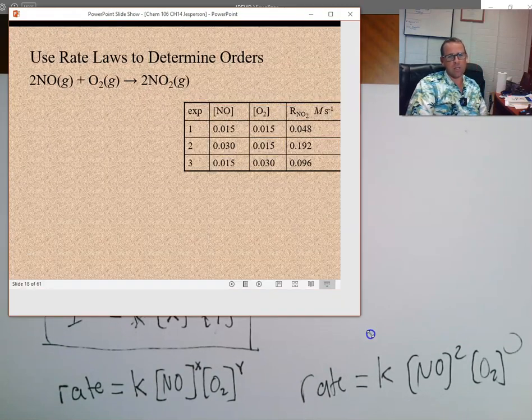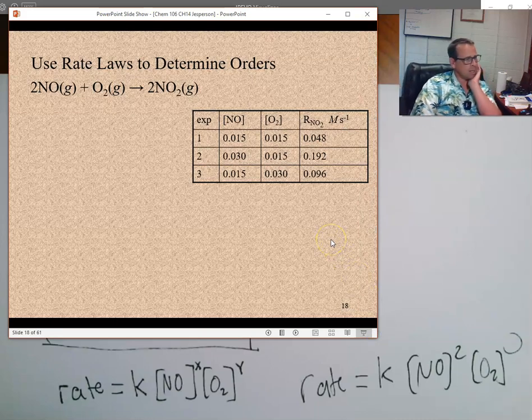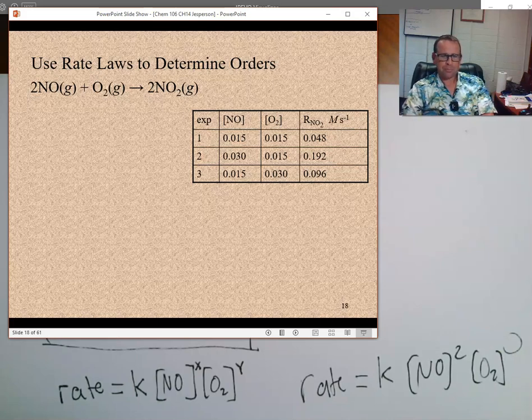Let's find 2 reactions that will allow us to learn about that, Jace. Which 2 can we look at? Which 2 will tell us the influence of the concentration of oxygen gas on the rate of the reaction? Well, we want to compare experiment 1 here with experiment 3. Because in that experiment, we don't change the concentration of NO. We only change the concentration of O2.